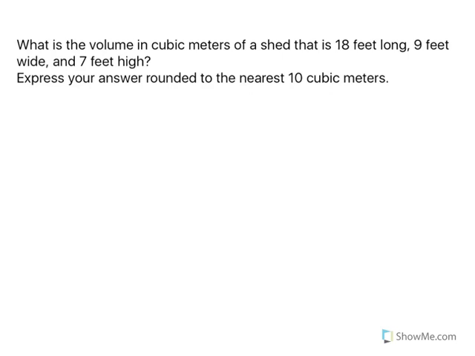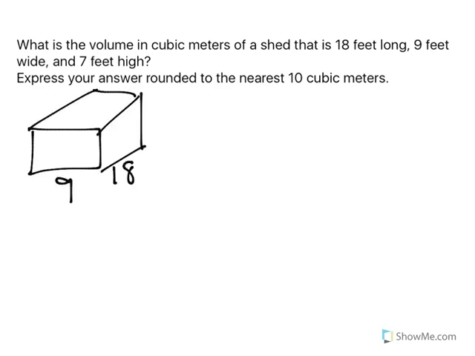The problem asks for the volume in cubic meters of a shed that is 18 feet long, 9 feet wide, and 7 feet high. Express your answer rounded to the nearest 10 cubic meters. In this case, we have ourselves a shed, right? It's 18 feet long, 9 feet wide, 7 feet high, and these are all in feet.